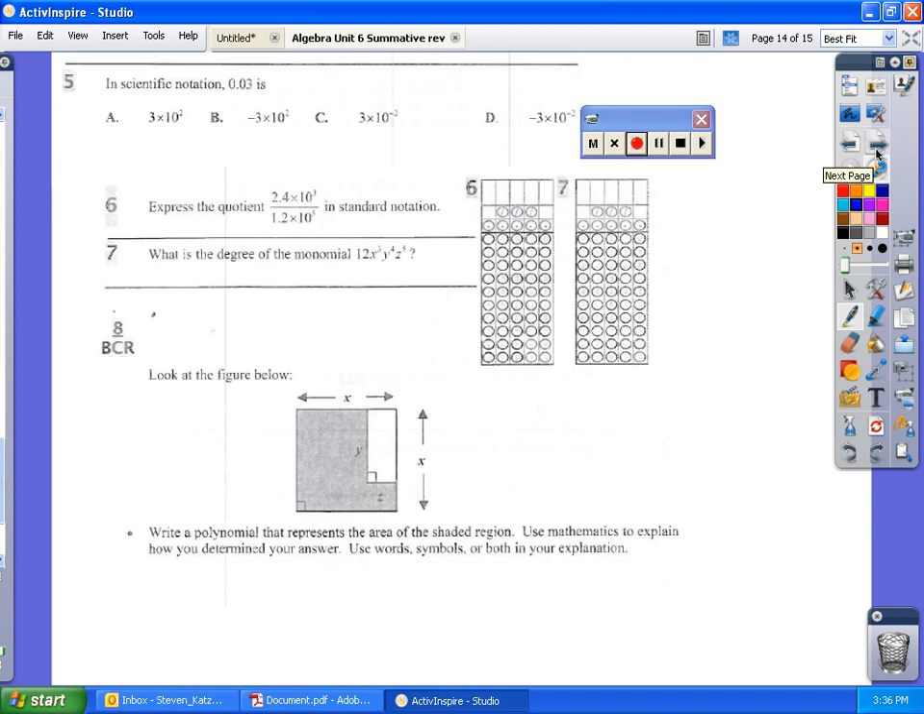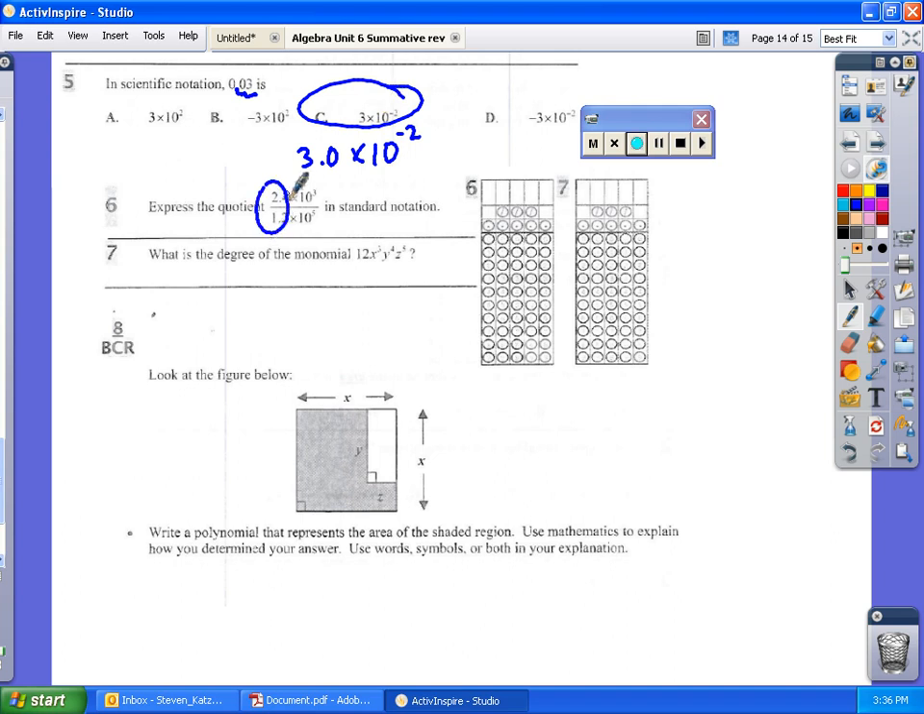Here we go, scientific notation. 0.03 is a small number, so if you move the decimal over, you would get 3.0 times 10, but you want to move the decimal back to the left twice, so you would end up with -2. So that would be this right here, C. Standard notation would mean you actually have to solve it out.